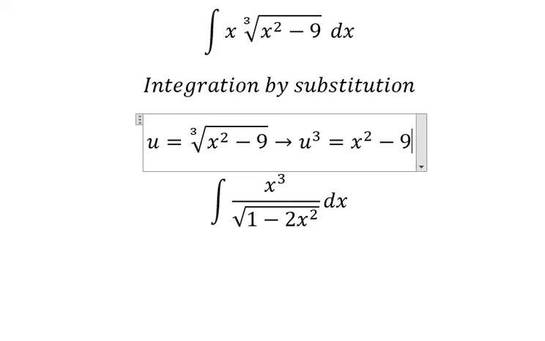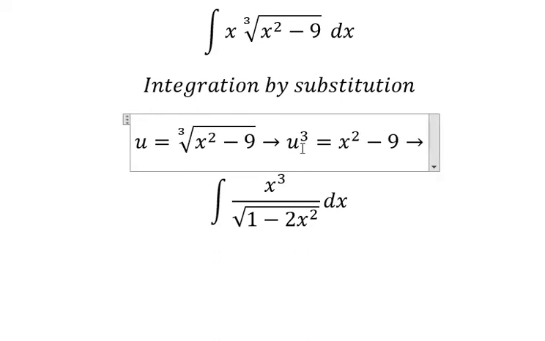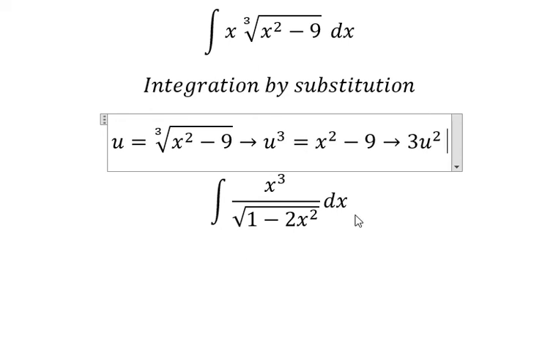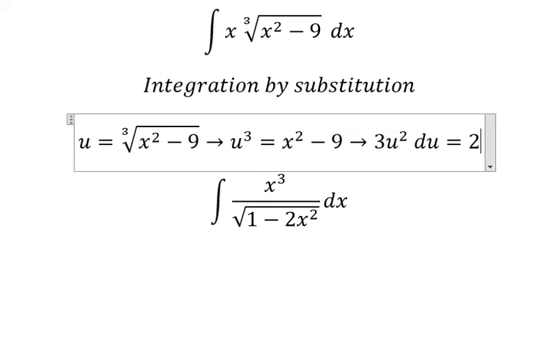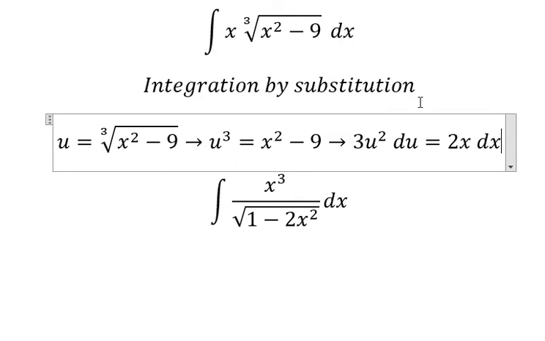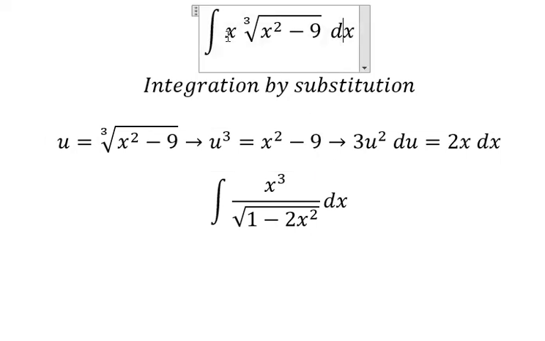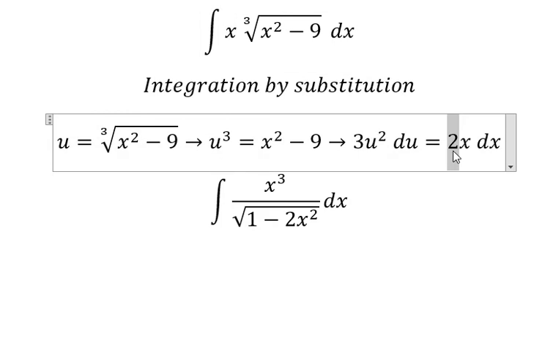Next, we need to do the first derivative for both sides, and we have 3u squared du equals 2s ds. Because the first derivative of u to the power of 3 is 3u squared. The first derivative of s squared, you get 2s. Number 9 is a constant, so you get 0. Because we don't have number 2 in here, we need to divide both sides by number 2.